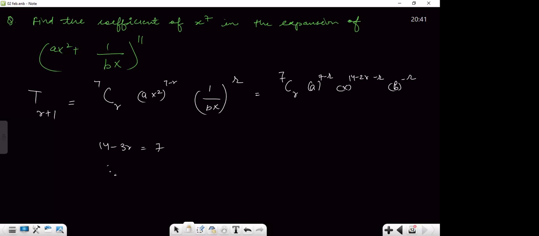So 14 minus 7 becomes 7, which equals 3r. Now that is not possible. That is not possible.